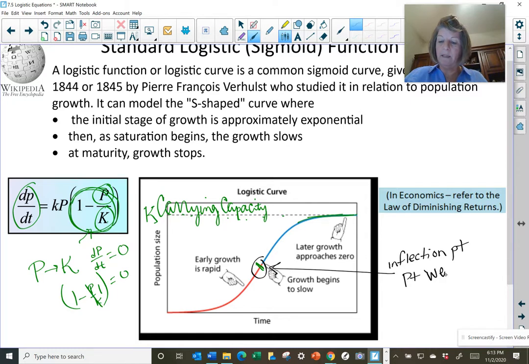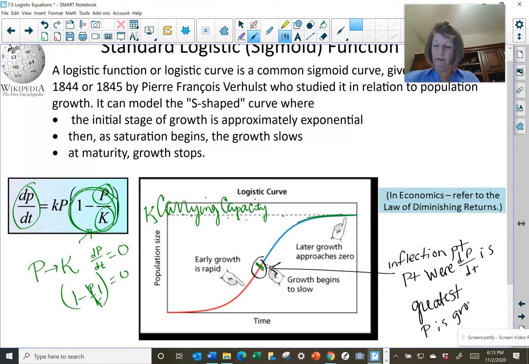where the rate is the fastest, where dP/dt is greatest. It's got the greatest exponential growth at that particular point, because thereafter it's increasing but at a decreasing rate. So that's the point where dP/dt is growing the fastest, or the population is growing the fastest. So P is growing fastest.